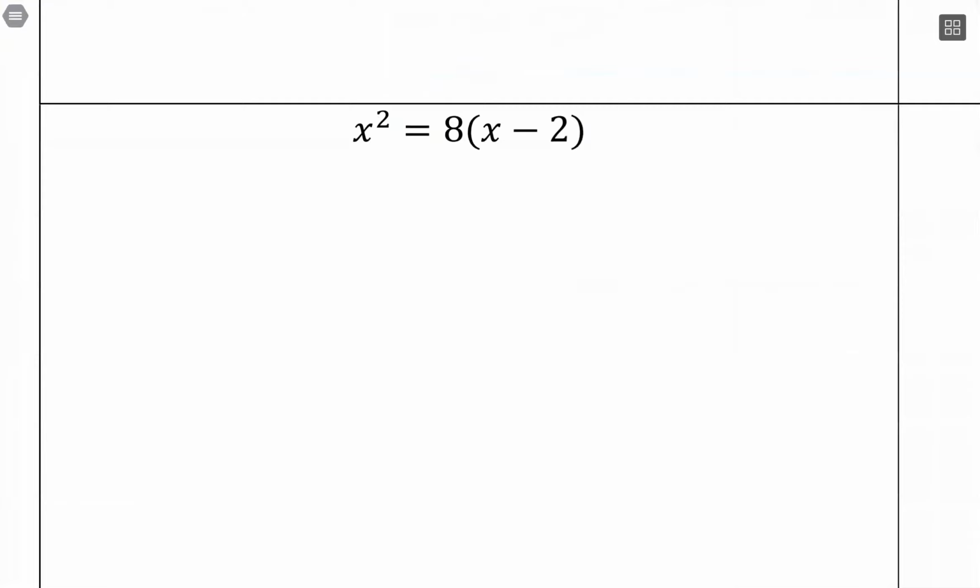Alright, in this form here we can see it's quadratic. And what we need to do is get 0 to one side of the equation. So first thing I'm going to do is distribute 8 into the parentheses there. So we have x squared equals 8x minus 16. Then I want 0 on one side of the equation.